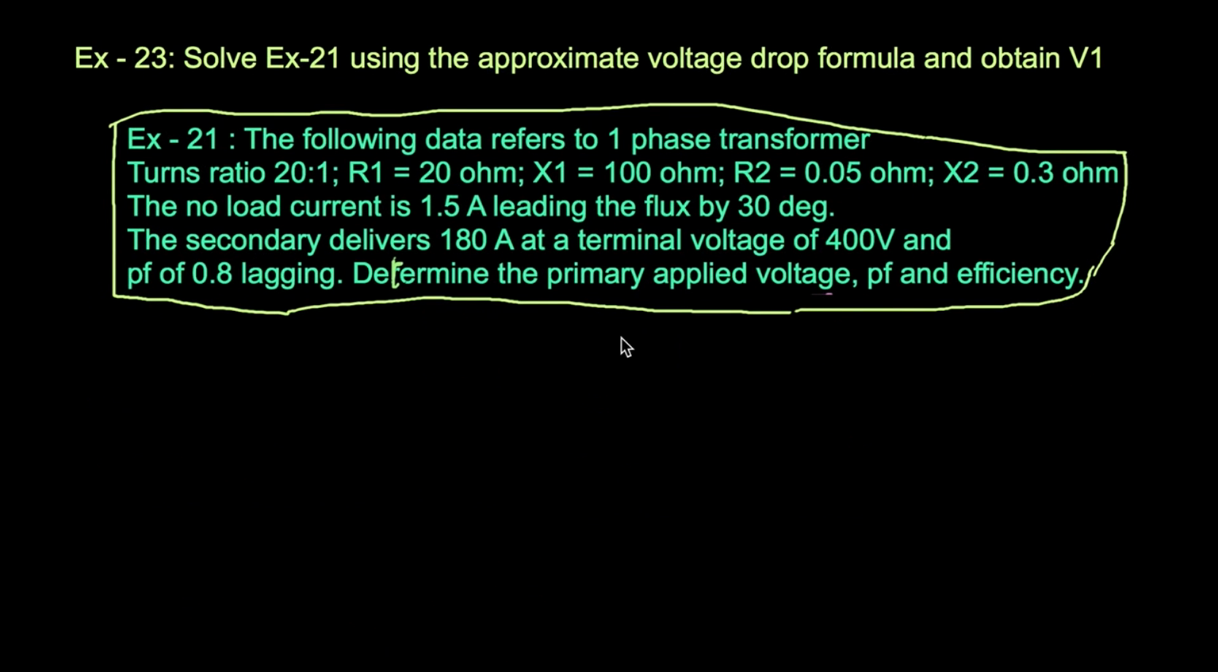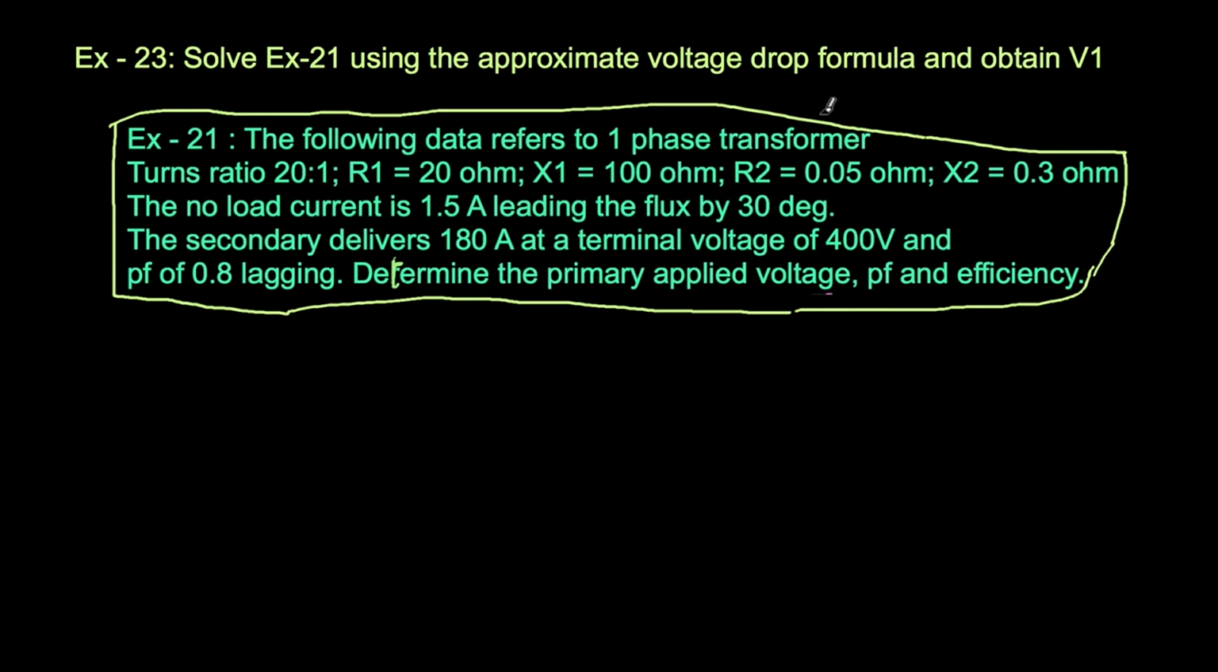Okay, so now we look at one problem. That is example 23: solve example 21 using the approximate voltage drop formula and obtain V1. We had solved this problem earlier in lecture 6, and in lecture 7 we revisit problem 21 and solve it in a different way, by the approximate voltage drop formula. So obviously we'll be ignoring the no load current and all. Anyway, let me write.